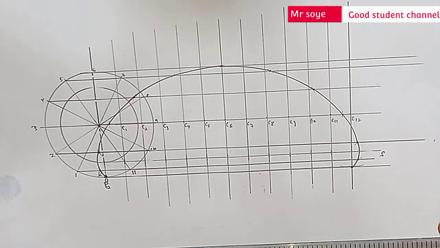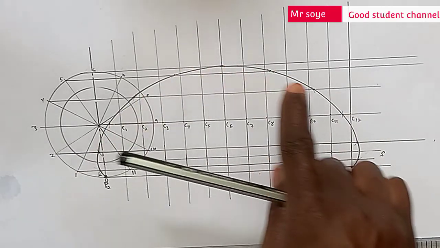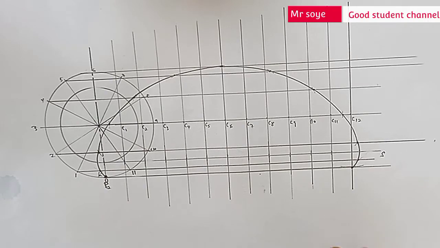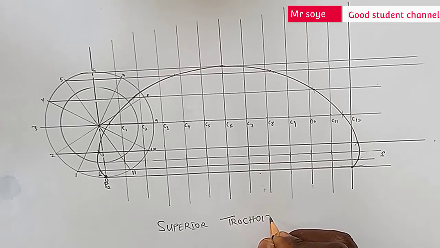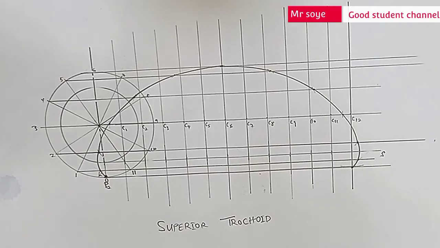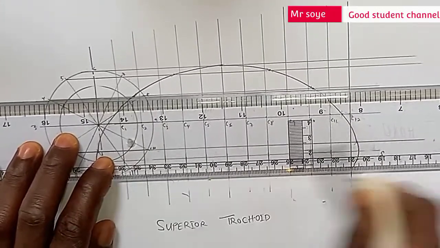Very good. So here is the curve. This is the curve, and this curve produced is called the superior trochoid. Superior trochoid. Then we can clean some parts, those extended vertical lines, to make our work neat.